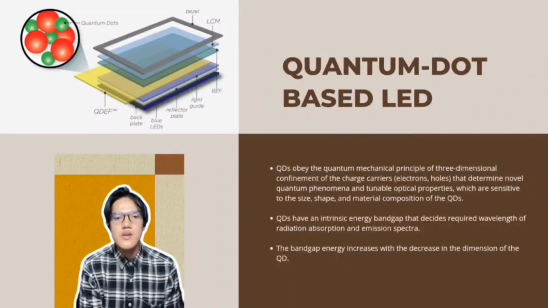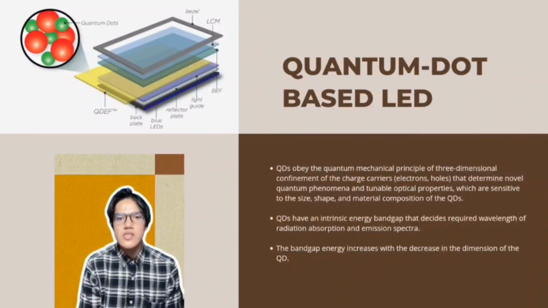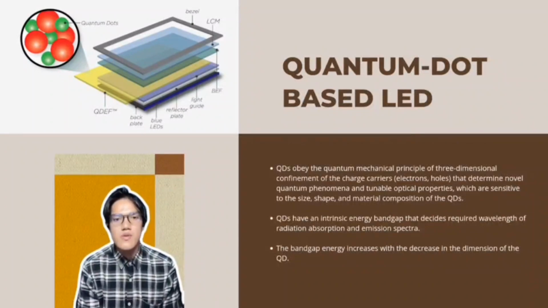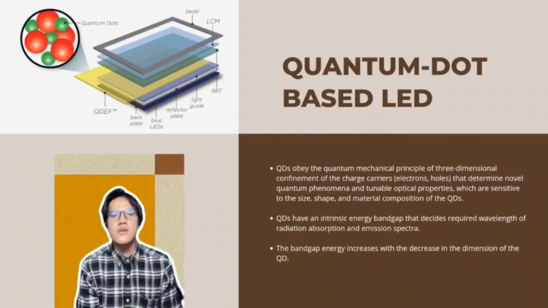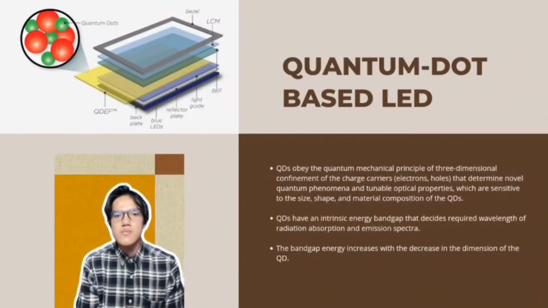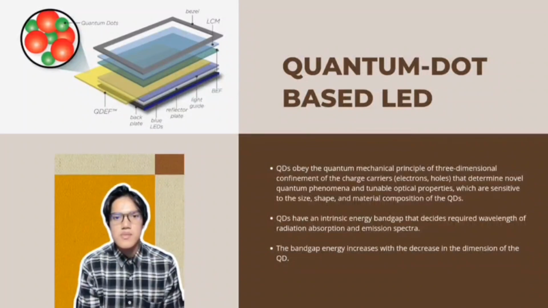The color of the light which a QD emits is directly connected to the size. The bigger dots cause longer wavelength, lower frequency, and redder light, while the smallest dots produce shorter wavelength, higher frequencies, and bluer light. This dimension dependence permits the modulating of the bandgap energy by varying the size of the QD.